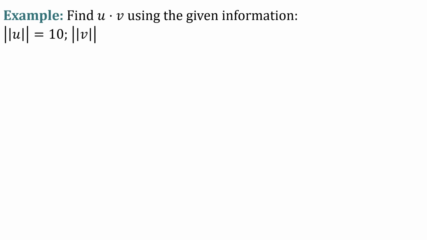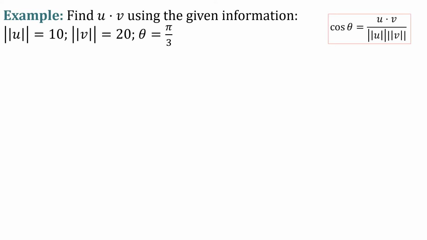Don't worry, we're going to do another one. Okay. This time we're given the angle, we're given the magnitude of u, the magnitude of v. We don't know the dot product. So what can we use to find the dot product of u dot v? Well, we can use the same formula that we just used on the previous slide. Filling in everything we know. Cosine of pi over 3 equals, we don't know u dot v, all over 10 times 20. Okay, 10 times 20 is 200.